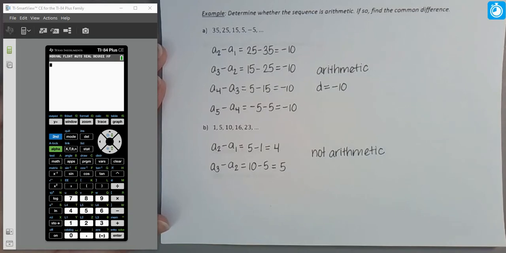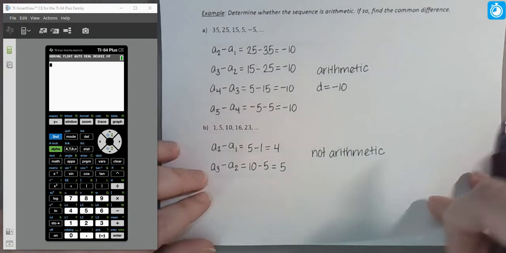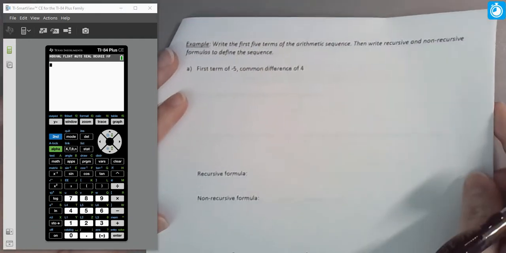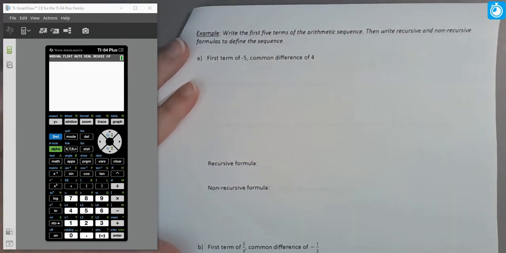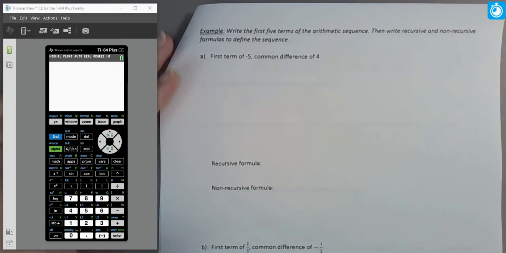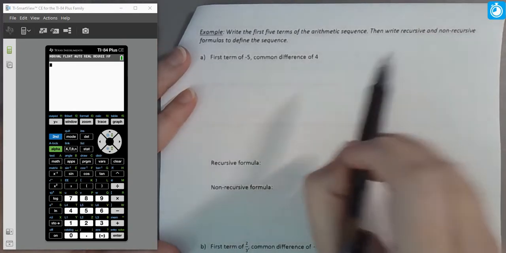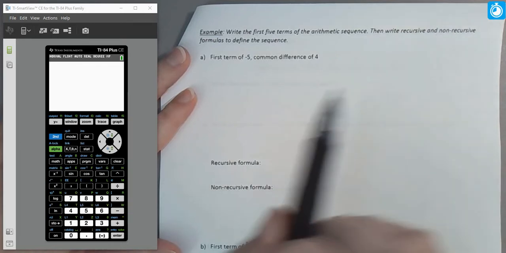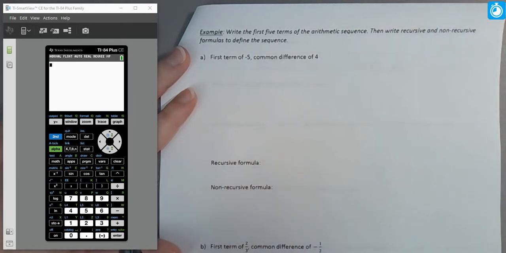So based on this idea of what an arithmetic sequence is, let's practice actually writing the rule for an arithmetic sequence. So we want to write the first 5 terms of the sequence as described, and then we want to write both a recursive and a non-recursive formula that will define this sequence. In other words, we want to write the nth term, but we want to write it in a recursive manner and we want to write it in a non-recursive manner.